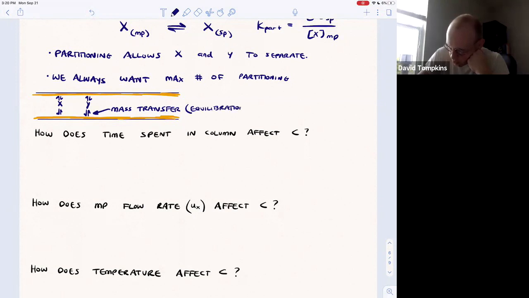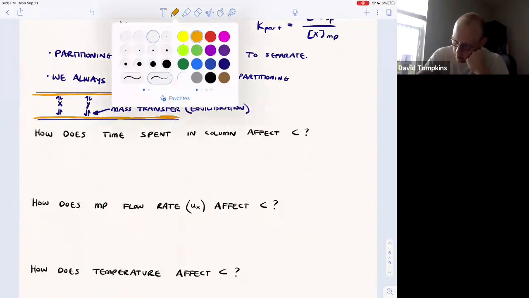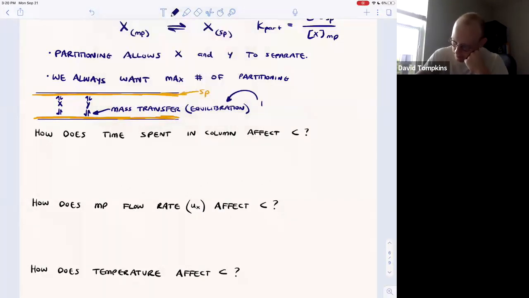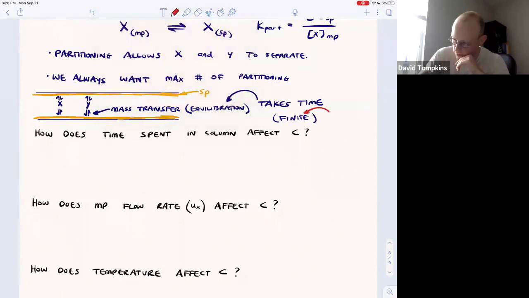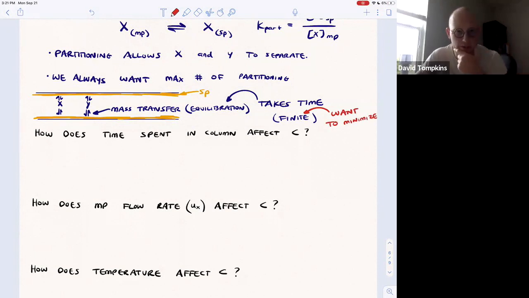So equilibration, or reaching an equilibrium of X and Y in stationary relative to mobile phase, that's going to require time, or it's finite. And we want to minimize the time it takes so that it's very fast and efficient to partition, so we can get as many partitioning events as possible.